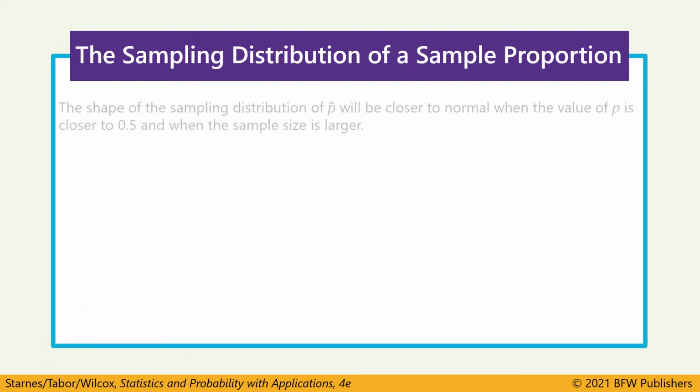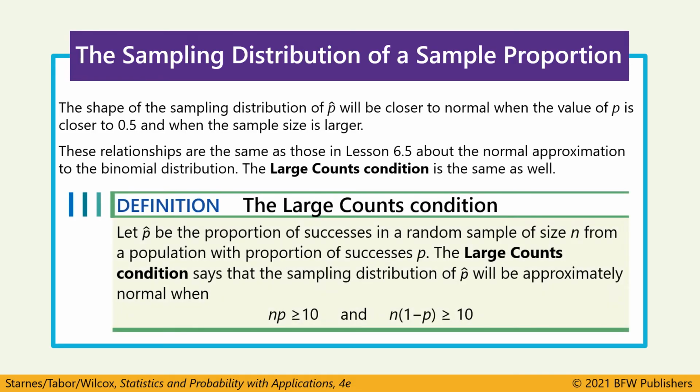And the second one is called the large counts condition, or the success-fail condition. In this condition, we just want to make sure that we have a big enough sample where we have at least 10 successes, which we find by doing the sample size times P, and at least 10 failures, which is the sample size times Q. As long as those numbers are at least 10, we're good to go ahead and make our sampling distribution.